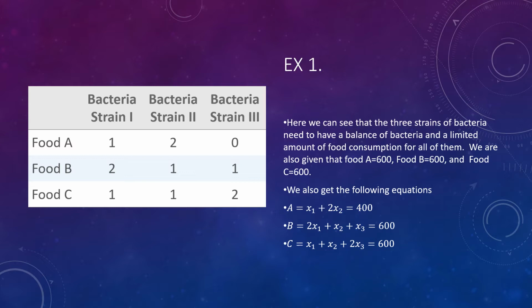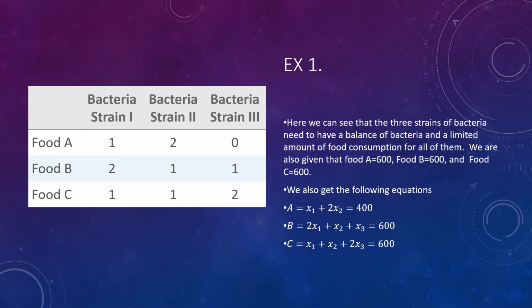strains. So for food A, we're given that A can have 600, food B is equal to 600, and food C is equal to 600. In order to balance the bacteria and a limited amount of food consumption, we're able to get the following equations.